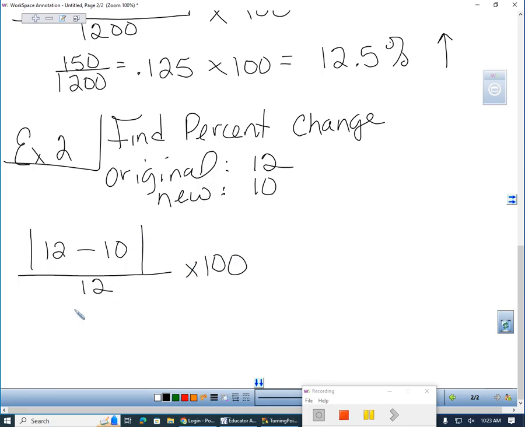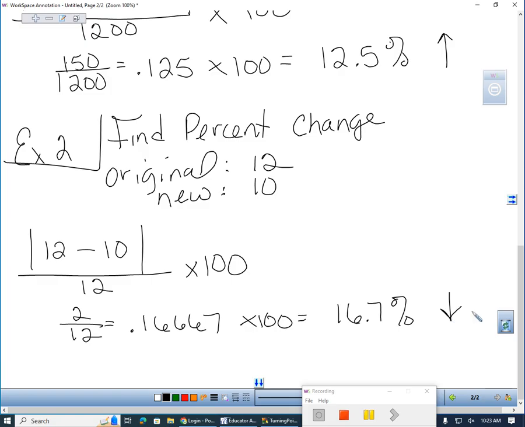12 minus 10 is 2 over 12 equals 0.16667. Then I times that by 100, and I get 16.7 if I round percent. Does this increase or decrease? Decreases.